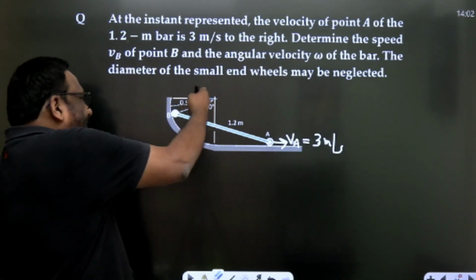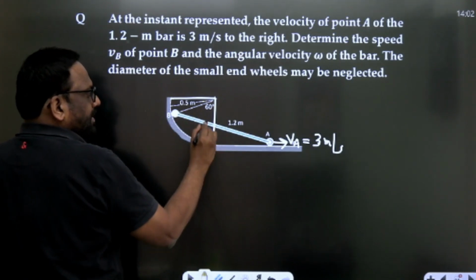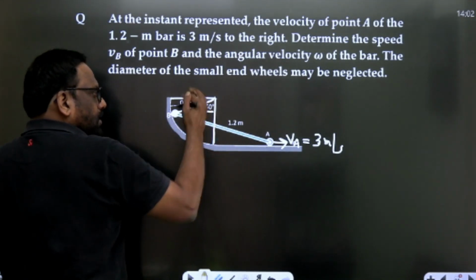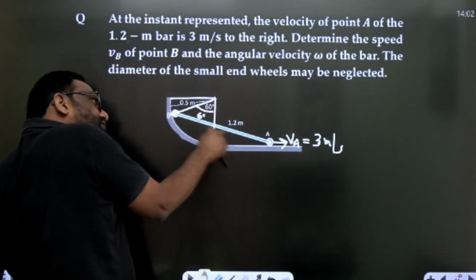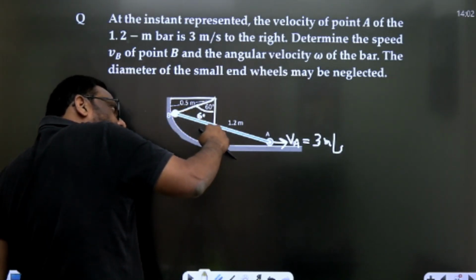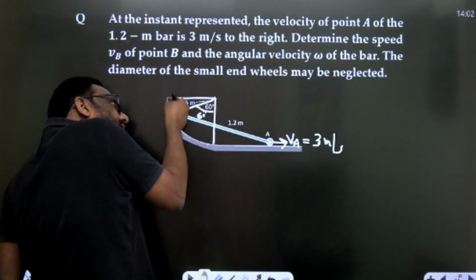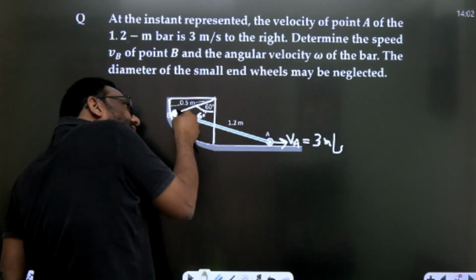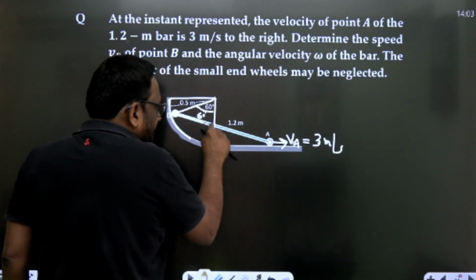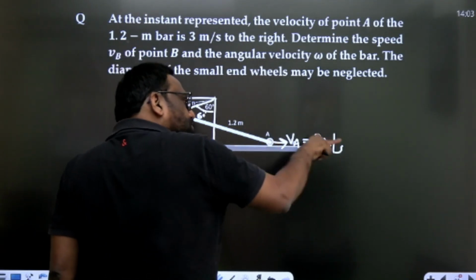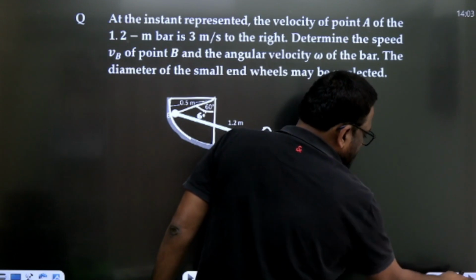So actually, this is the quarter of a circle. Look at this, diameter is 0.5, and this angle is given as 60. So it is the quarter of the circle, and this is the straight path. So this end of this bar is moving in a quarter of the circle, and when the angle is 60 degree, he is asking the velocity of this point B, which is moving along this, and not only the velocity but the angular velocity of this complete link. So some information is given. This length is 1.2 meter, and the velocity of this point A is 3 meter per second towards right. Chalo, let's do this question.